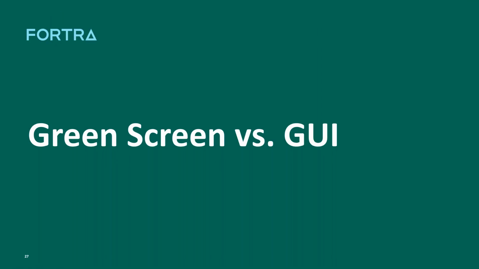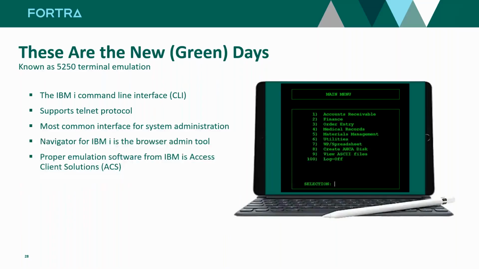Okay, Ale, your time. Okay, so we are going to talk a bit about the way we interact with the IBM i, the green screen versus the GUI. So this is the famous green screen that you normally see when you're facing an IBM i. And this was developed over 40 years ago by IBM so their users could interact with the IBM i. But it's basically a command line interface, only that you can have menus and it's intuitive to use.